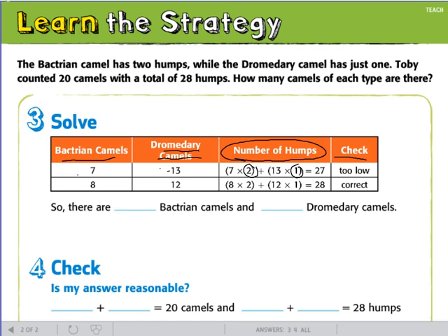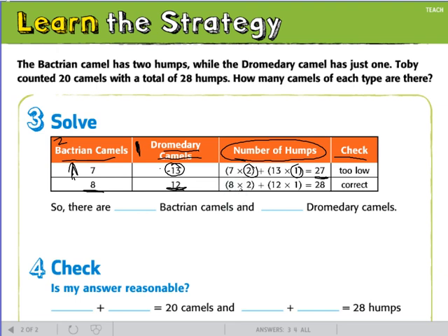Now look, because this has 1 hump and this has 2, we're short 1. So we're going to take the number with the least amount of humps and take it down 1 to 12. We're going to increase the number of 2-hump camels to 8. We're going to check it again.